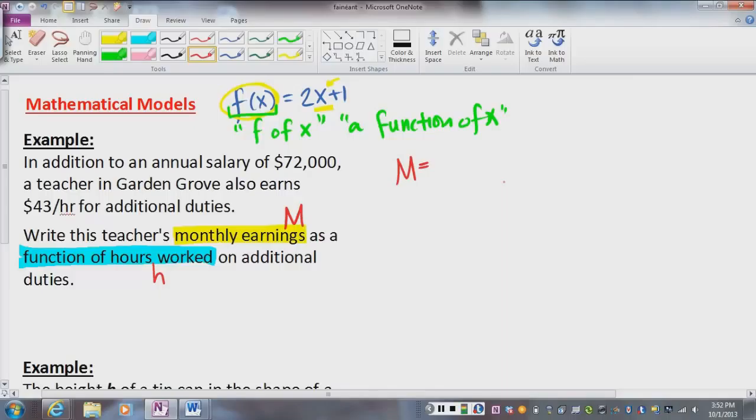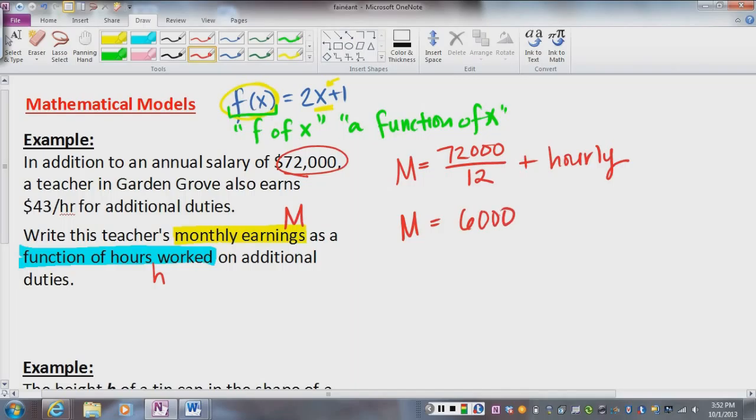So let's think of how this person earns money. This person has their annual salary of $72,000. Now if I take the $72,000 and divide that evenly among 12 months, I end up with $6,000. So it's the annual salary plus the hourly wage. The hourly wage is $43 per hour. So what I end up with here, the monthly earnings is $6,000 for the salary plus $43 per hour.